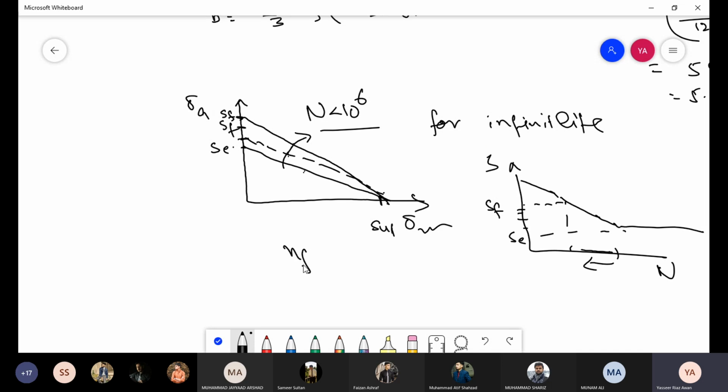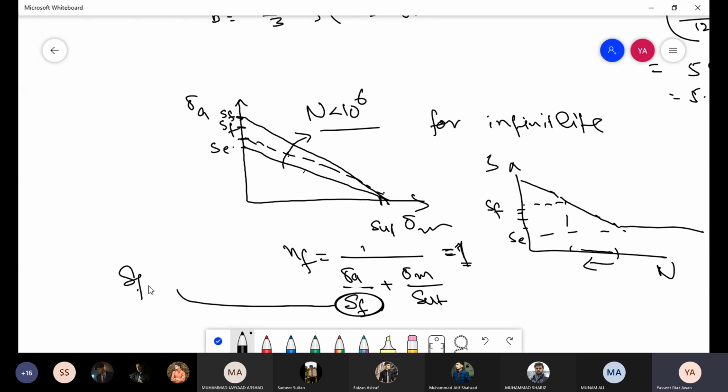In that diagram, if you use the equation for nf, that means sigma a divided by Se and sigma m divided by Sut, if this equals 1 then it means infinite life. But if instead of Se we use some Sf, and that comes out to be less than 1, that means it does not have infinite life, it would have finite life, and that finite life would be at this number of cycles. Okay sir.